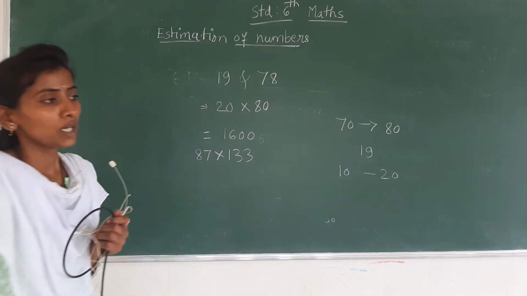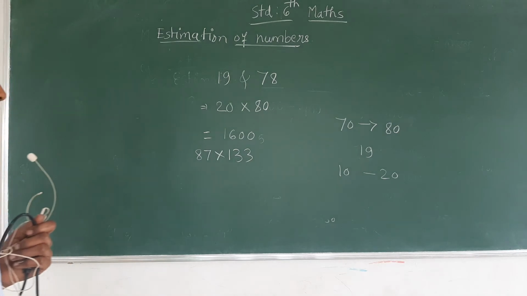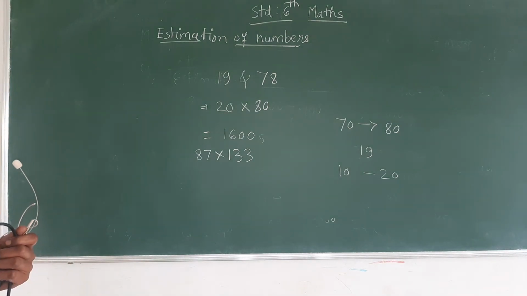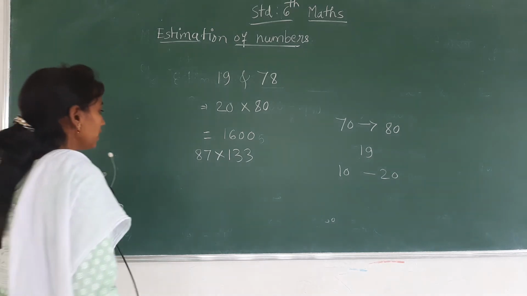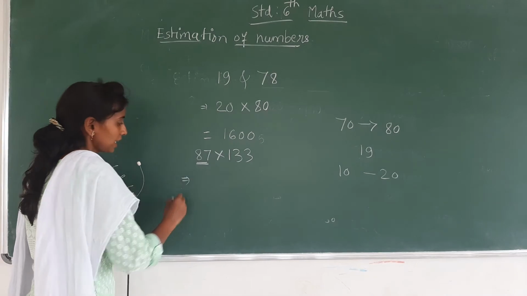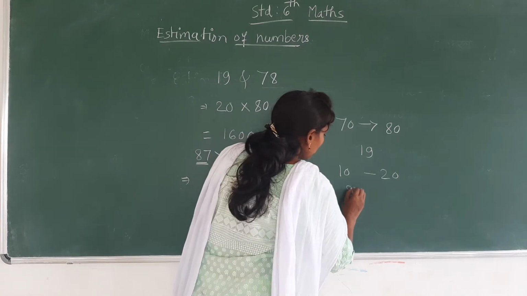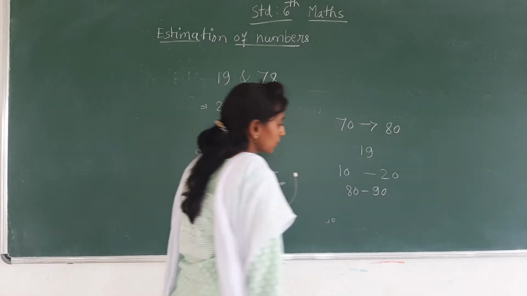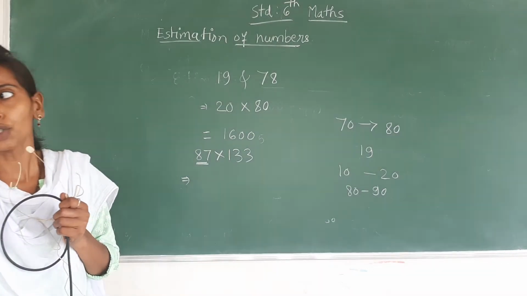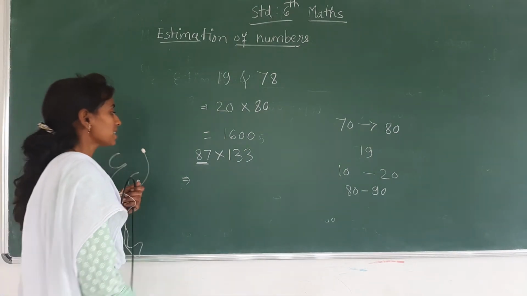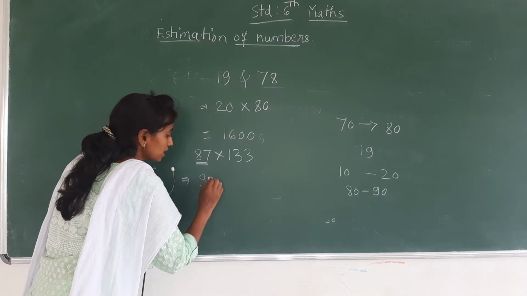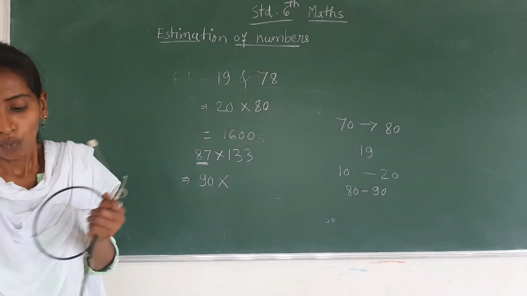Another example is 87 into 133. Here one number is 87 and another number is 133. One has 2 digits and the other has 3 digits. We have to estimate these numbers to the tens place first. 87 comes in between 80 and 90. 87 is nearer to 90, so its nearest value is 90, into 133.